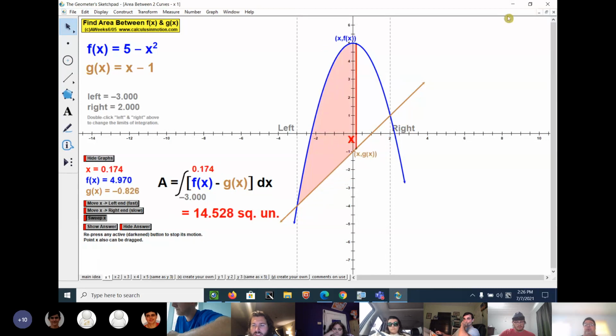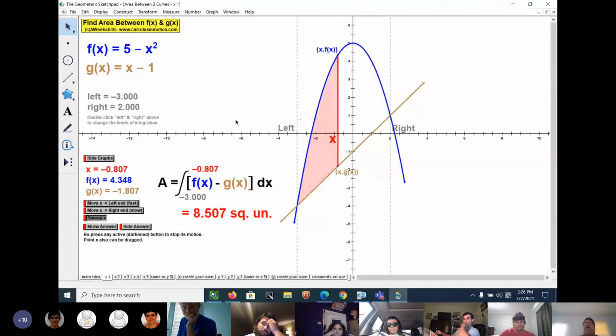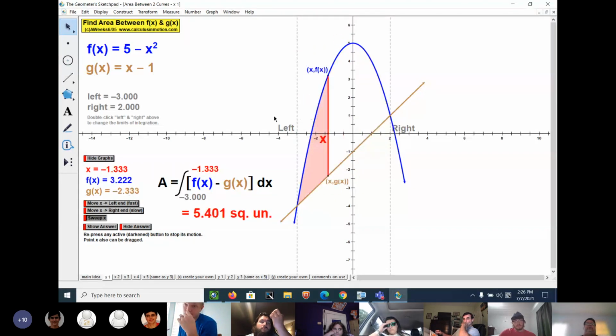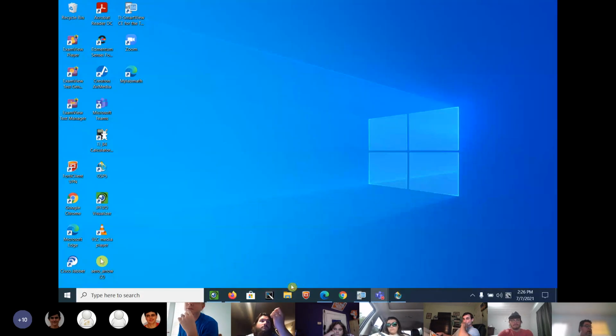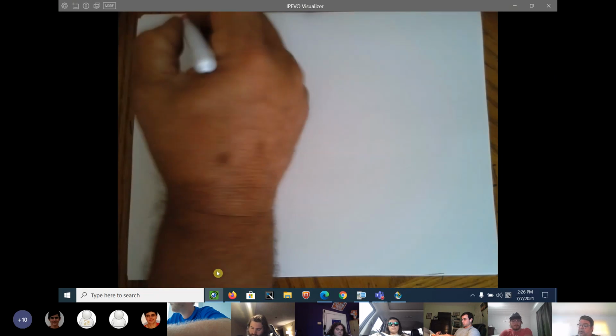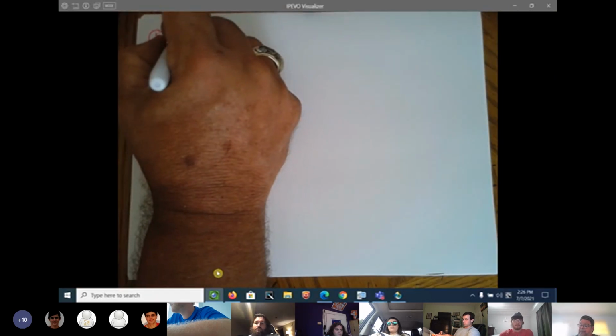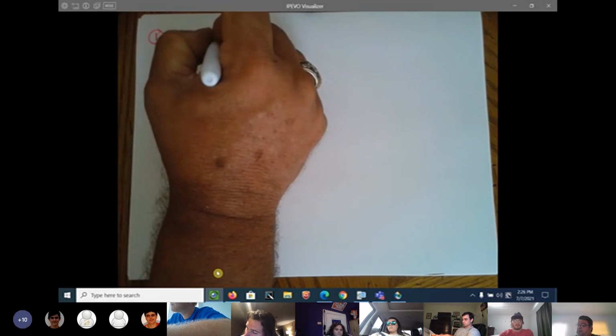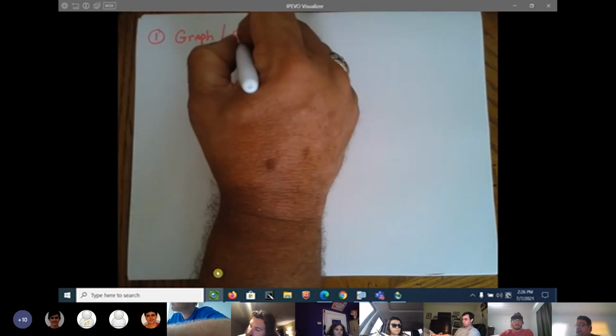What are you supposed to do when you're given a problem like this and it says find the area between two curves? What are you supposed to do? Well, we're going to go to our handy dandy whiteboard. Number one, I want to write in red, but my red marker's out. And I go to Walgreens and I keep forgetting to get them. Okay, number one, graph / sketch.